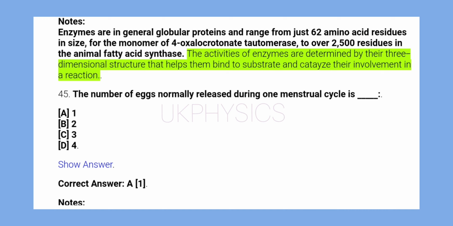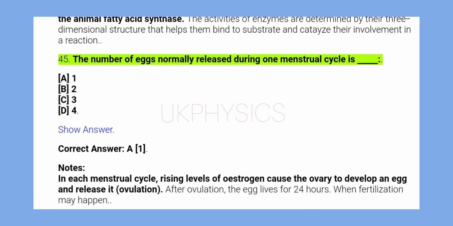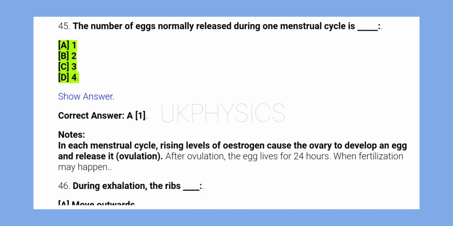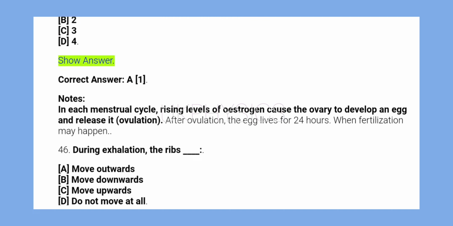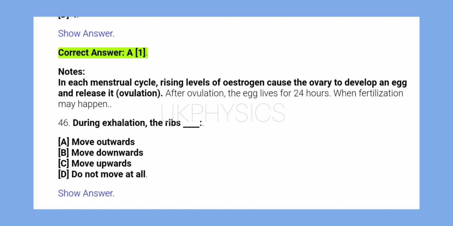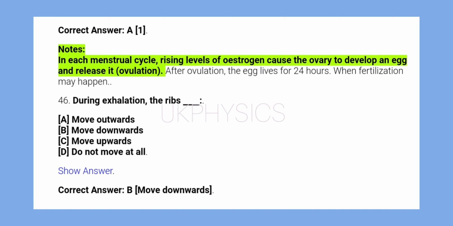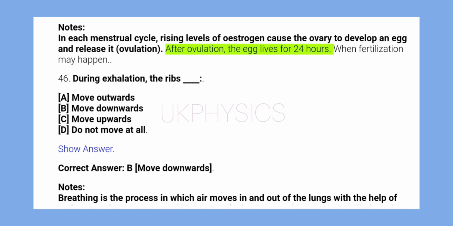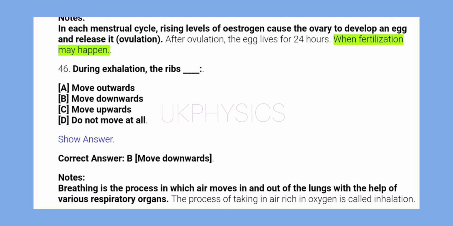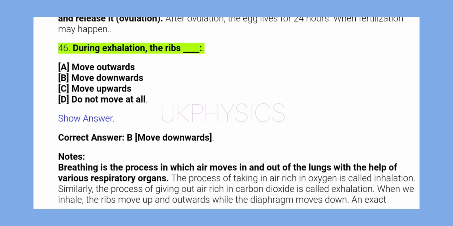45. The number of eggs normally released during one menstrual cycle is blank. A. 1. B. 2. C. 3. D. 4. Show answer. Correct answer, A. 1. Notes. In each menstrual cycle, rising levels of estrogen cause the ovary to develop an egg and release it, ovulation. After ovulation, the egg lives for 24 hours, when fertilization may happen.